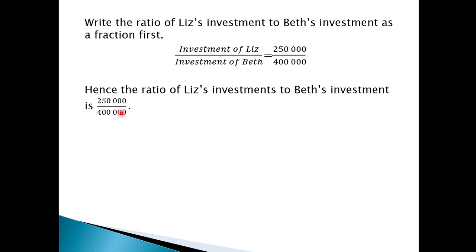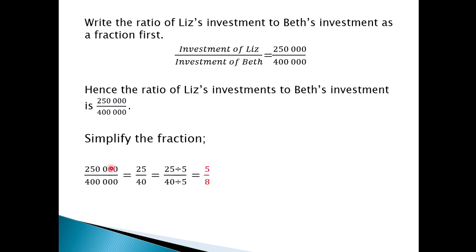Hence, the ratio of Liz's investment to Beth's investment is 250,000 pesos over 400,000 pesos. We simplify the given fraction because the number is too big for us to know the division. And 250,000 pesos over 400,000 pesos is equal to 25 over 40 as we simplify. And 25 over 40 can be simplified further by its common divisor, which is 5. Therefore, we divide both numerator and denominator by 5. We get the simplest form, which is 5 over 8.